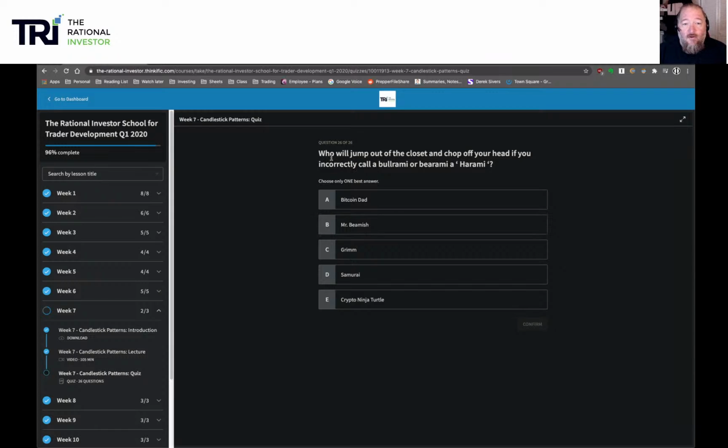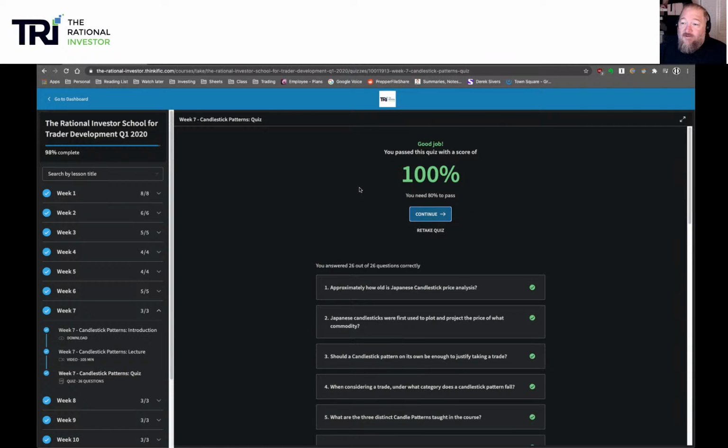And then who will jump out of the closet and chop your head off if you incorrectly call a bull rami, a bear rami, a harami? I think we have it set so that if you put Grim, Mr. Beamish, or Samurai, it's going to be true, but we're going to say Samurai. I don't know what Crypto Ninja Turtle. So that's the quiz.